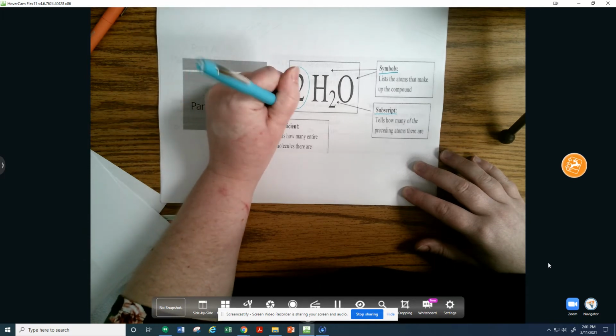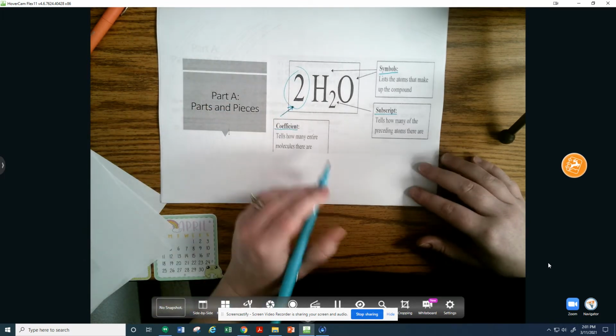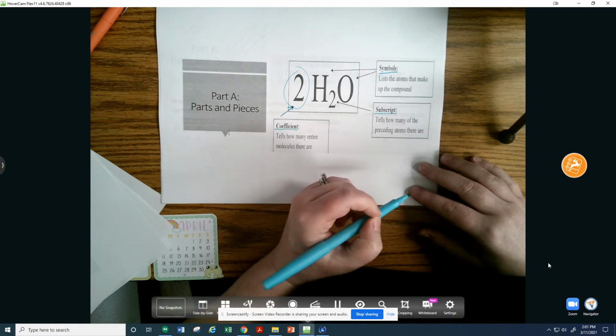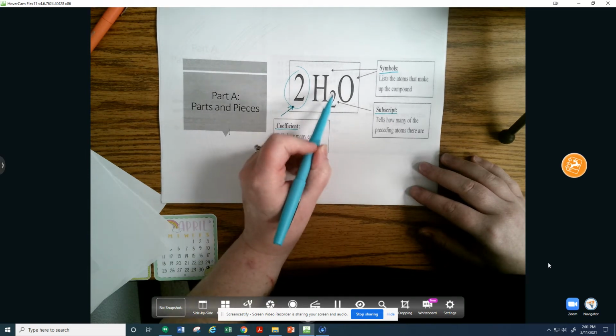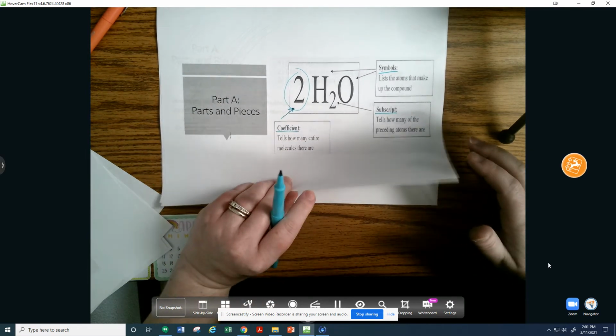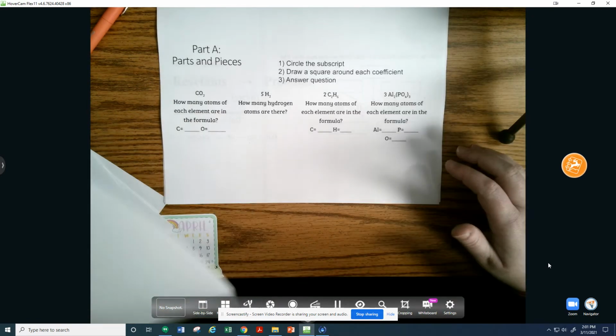This is a coefficient, and that's how many molecules you have. So we have 2 entire molecules of water, which are made out of 2 hydrogen and 1 oxygen. And that's what we're going to practice with here in this next part.